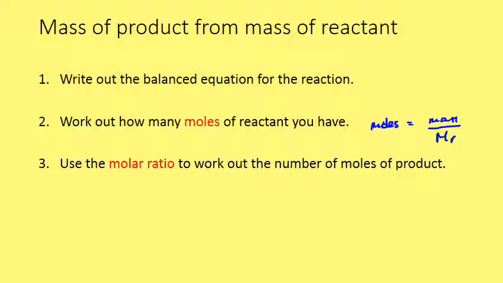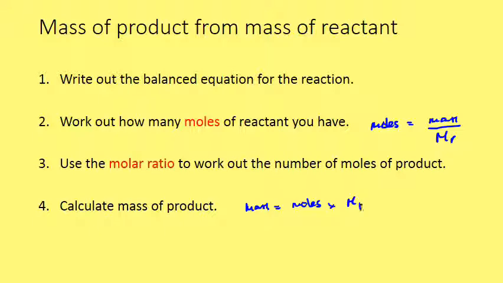So you're going to work out that molar ratio, and then what that enables you to do is to calculate the mass of the product and use the same equation rearranged. So you're going to have mass equals moles times mR. So that's the general process we're going to go through, converting masses to moles and backwards into masses in grams again. So I think the best thing to do is to look at a few examples.